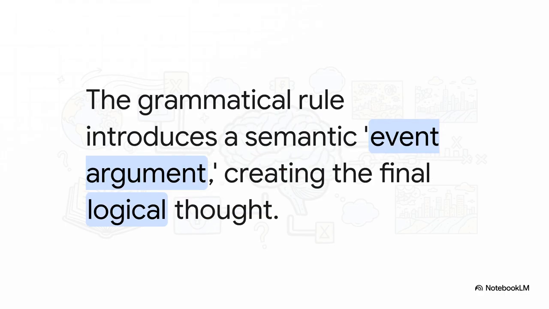Okay, here's where the magic happens. The grammatical rule doesn't just glue the words together, it actively introduces the logical concept of an event, what linguists call the event argument. And in that one instant, the grammar constructs the final thought. An event of barking happened, and the agent of that barking was the dog. The syntax is literally building the semantics from the ground up.